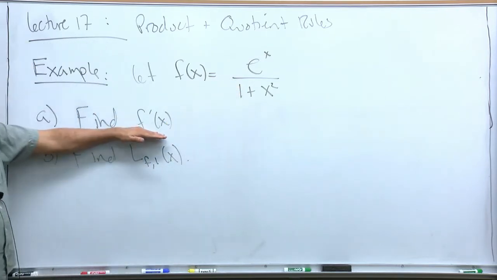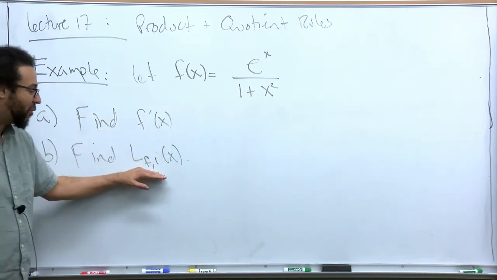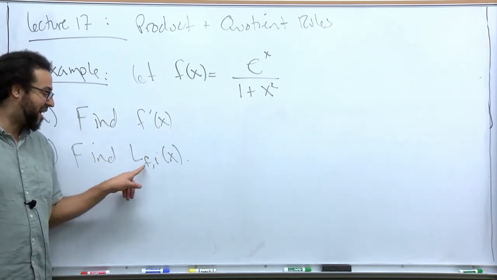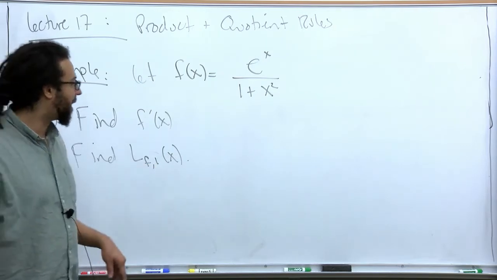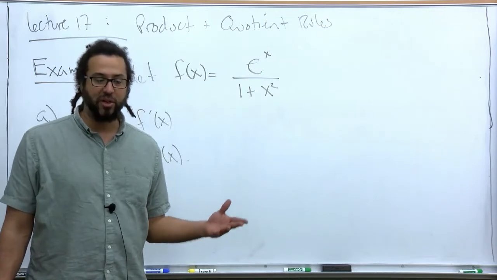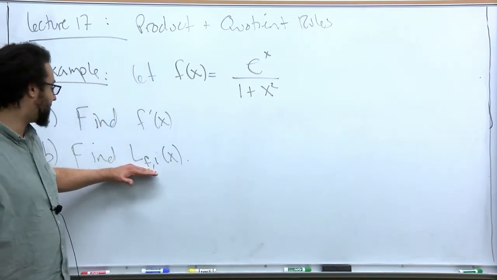If we want to, in part A, find the derivative of f, and in part B, we want to find the equation of the tangent line to the curve f at the point where x is equal to 1. Okay, so again, we need to use the quotient rule, and then we should be able to find the answer to part B, no problem.